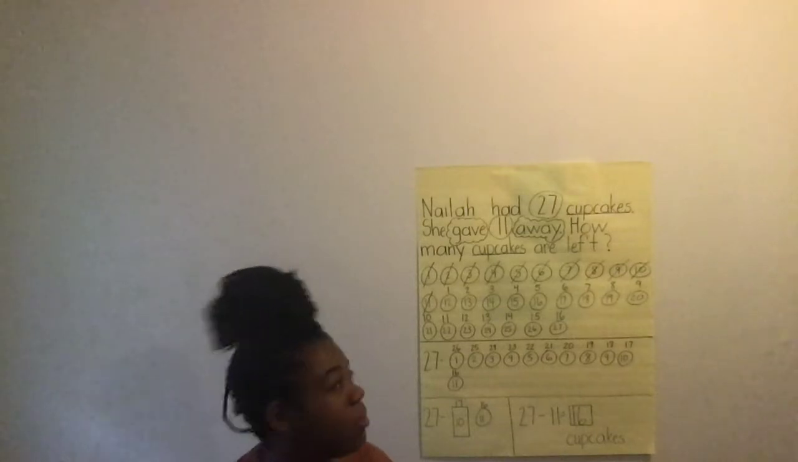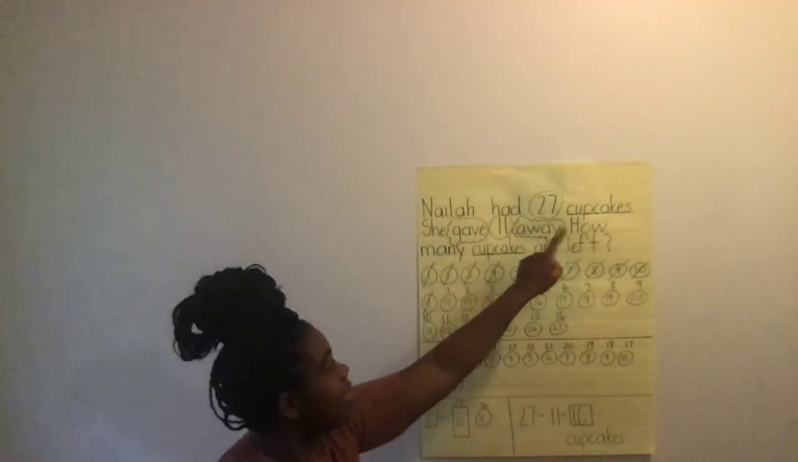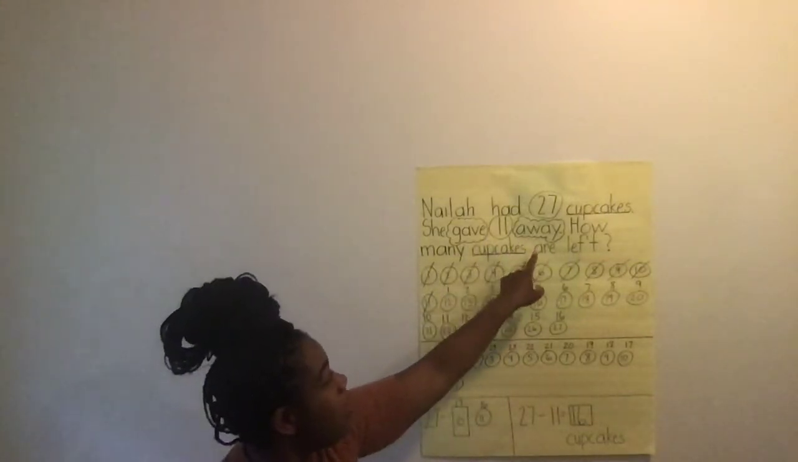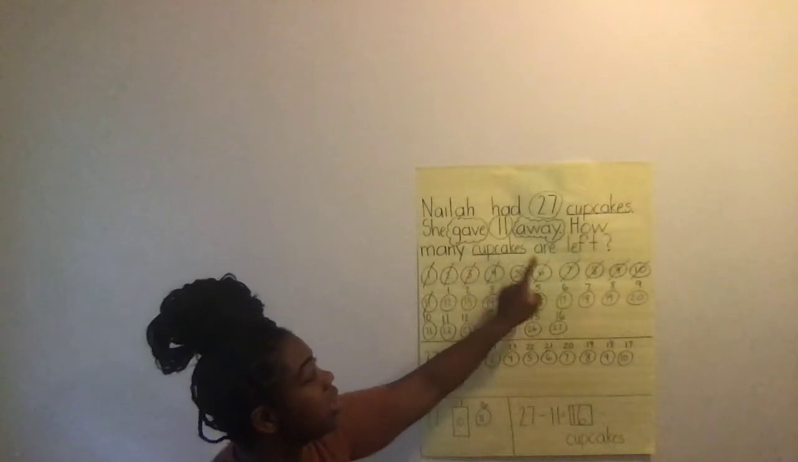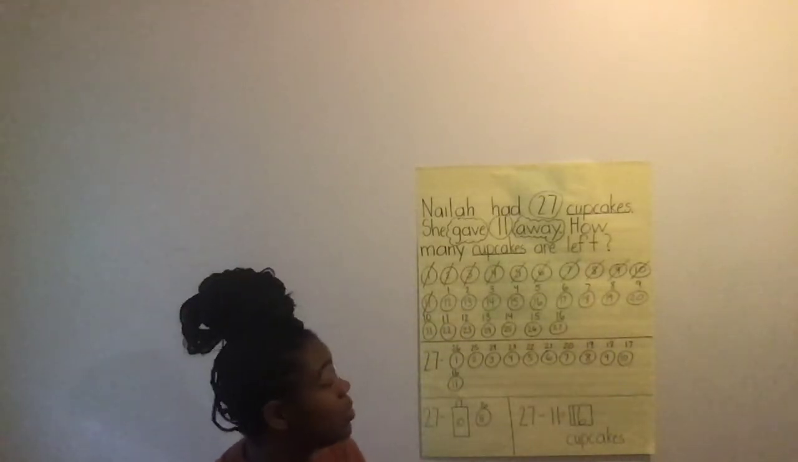This week's story problem is about Nyla. Nyla had 27 cupcakes. She gave 11 away. How many cupcakes are left? Remember, that's my first read. You don't pick up your pencil. You listen for the action.